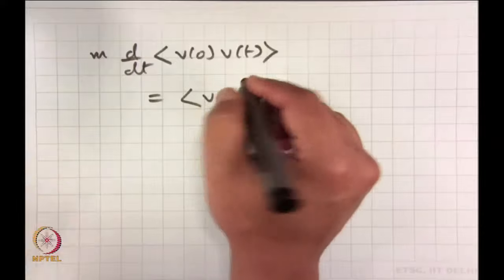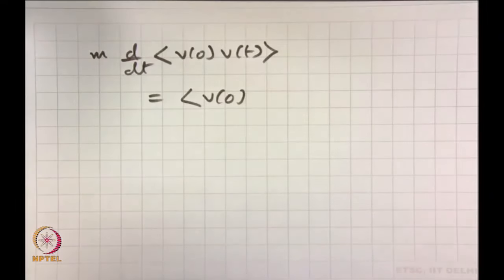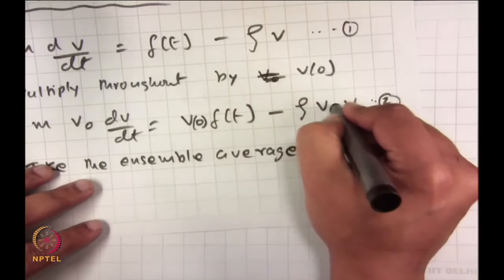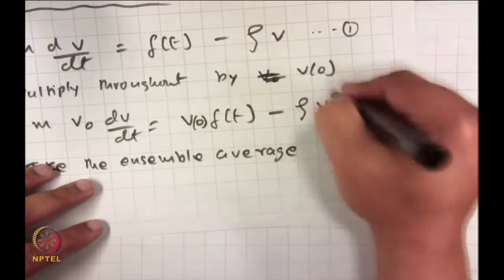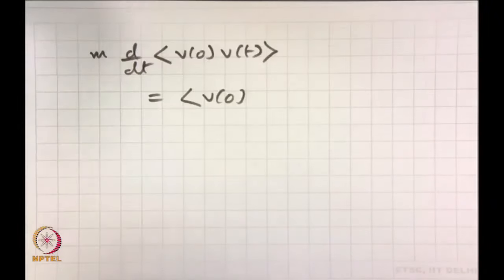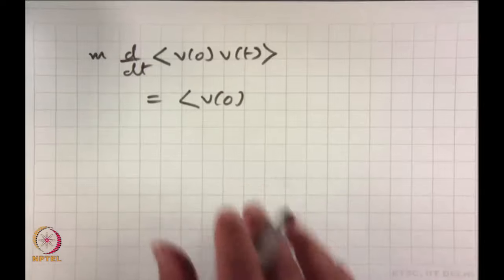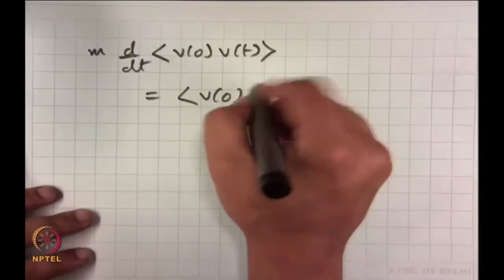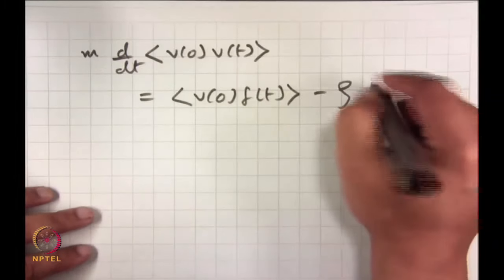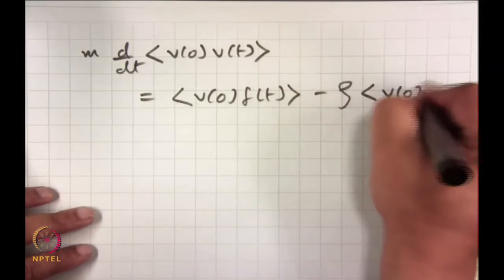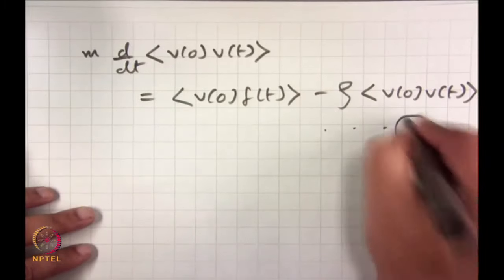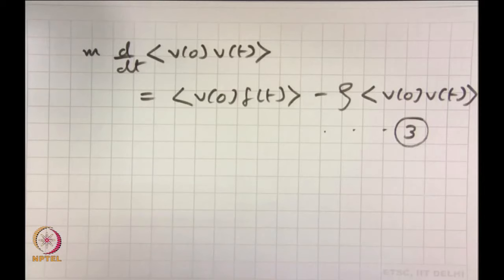V0, sorry, let me just put this in brackets, I am always forgetting this. This is the same as V0. It does not matter, but anyway, we stick to what we do: f(t) minus xi V0 V(t), and this would be equation number 3.